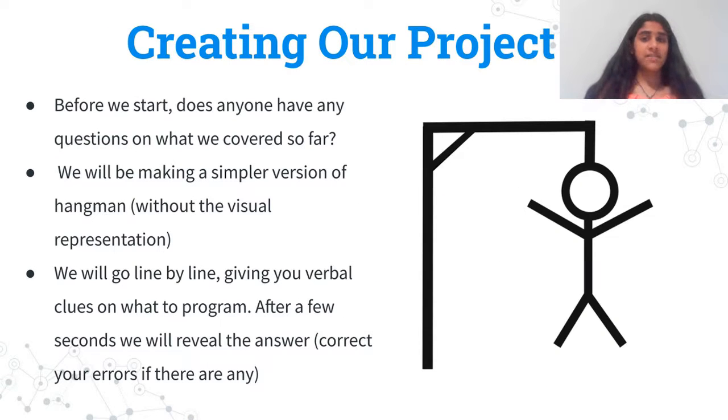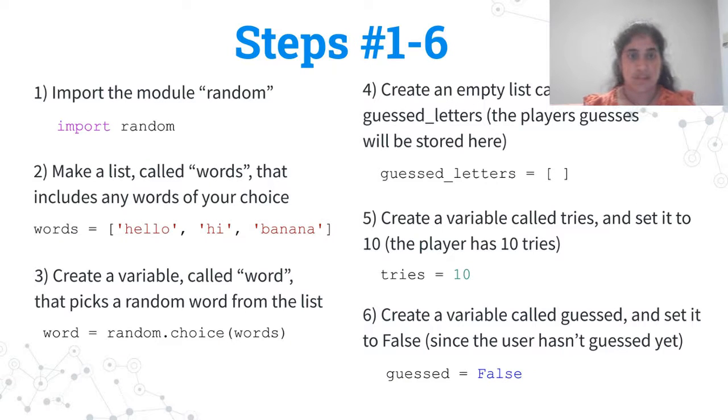Now that we know the basics of Python, let's apply our knowledge to make our own project. Now we're going to be creating our project. For our project, we're going to be making a simpler version of Hangman without the visual representation using the Python programming that we've learned so far. We will go line by line, giving you verbal clues on what to program. After a few seconds, we will reveal the answer. You can correct your errors then if there are any.